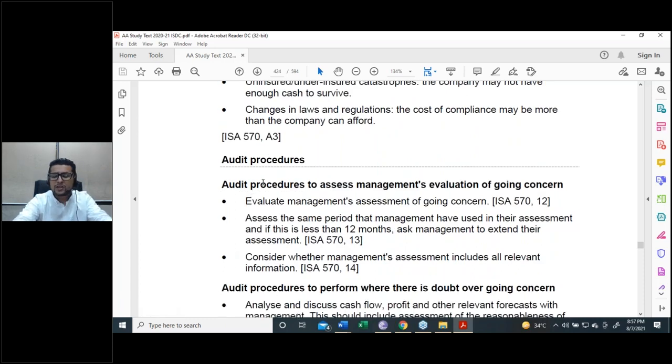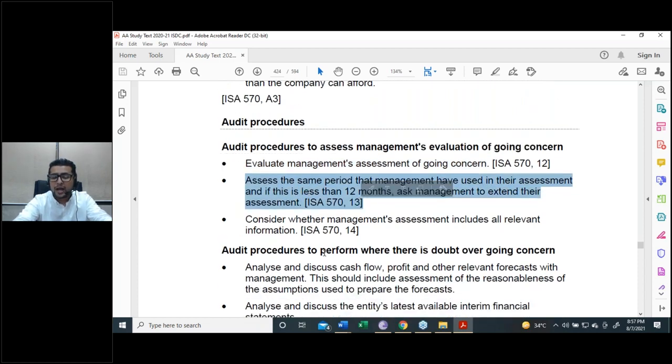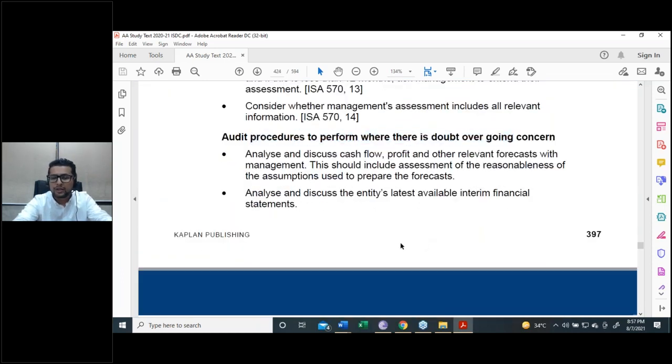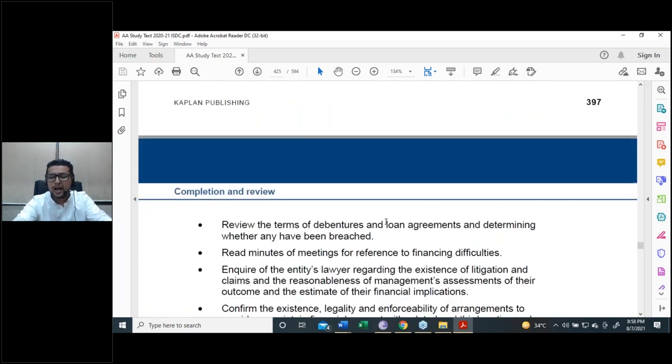As an auditor, first of all, I'm going to assess whether the management has assessed the going concern assumption. If they have assessed the going concern assumption, I will evaluate their assessment first of all. I will make sure their assessment extends to 12 months. And I will apply my own procedures wherever I've got doubts over the going concern. If I've got doubts over the going concern, I will analyze and discuss the cash flows. I will assess and analyze the company's latest available accounts. I will review the loan agreements in order to understand whether my client is on the verge of breach.